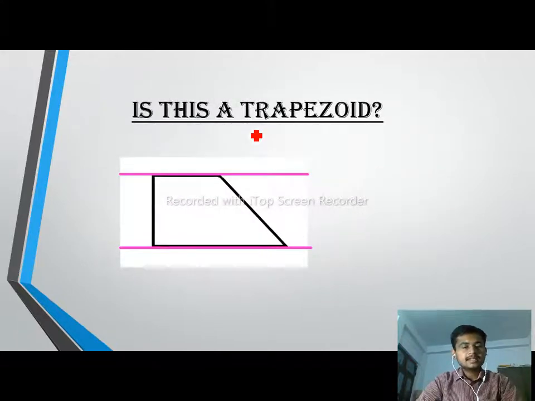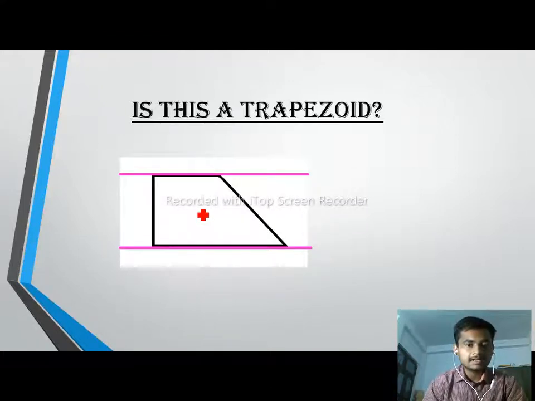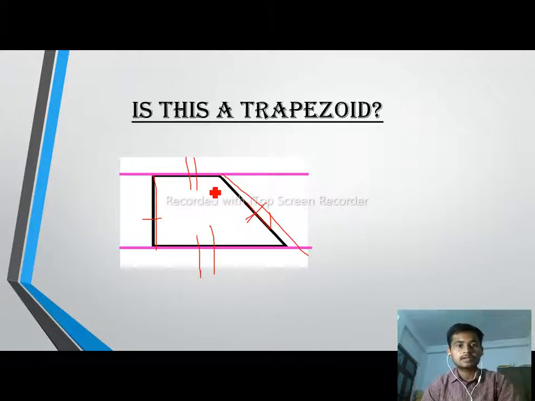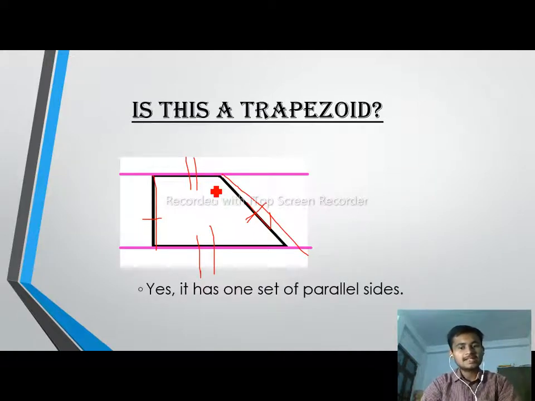Now, is this a trapezoid? Let's see. Does it have exactly one pair of parallel sides? Yes, these two sides are parallel. But this side and that side are not parallel, because this is a straight line but this is a slant line. Yes, it is a trapezoid because it has two lines running in the same direction and exactly one pair of parallel sides.